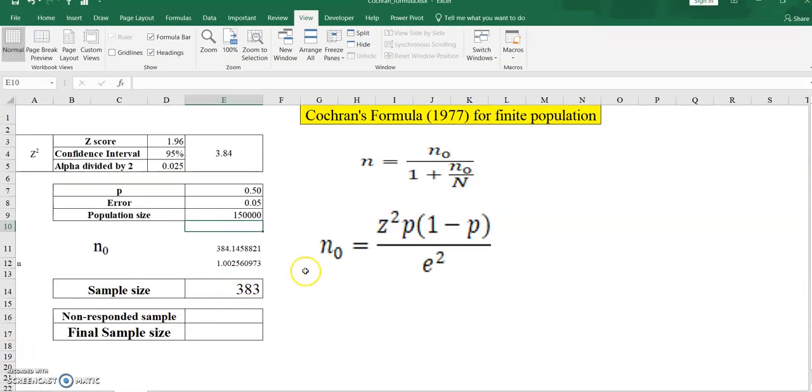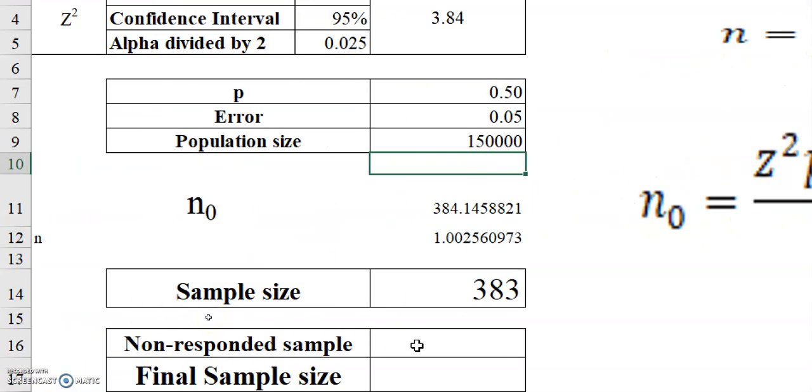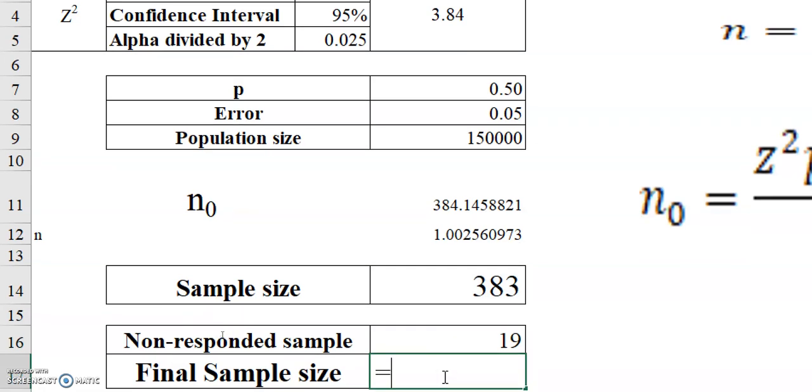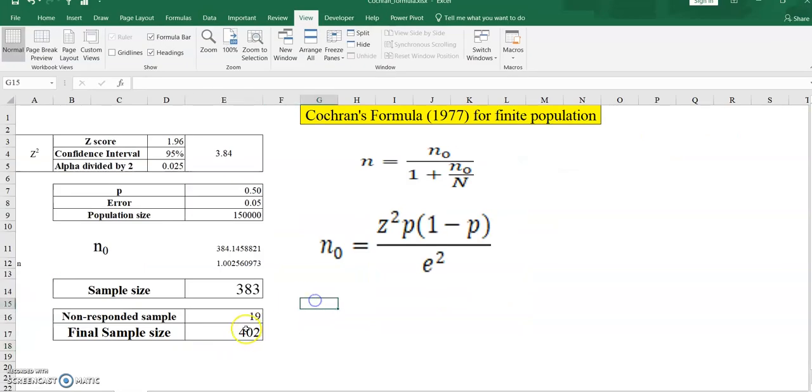So in the case of a socioeconomic survey, that means a household survey, there is a common problem of non-respondent samples. So you can take 5% for the non-respondent sample. So 383 into 5%, press enter, that is 19. So your final sample is 383 plus 19, 402. So you can take 400. This is a minimum sample size, not maximum. So you can also take 450.